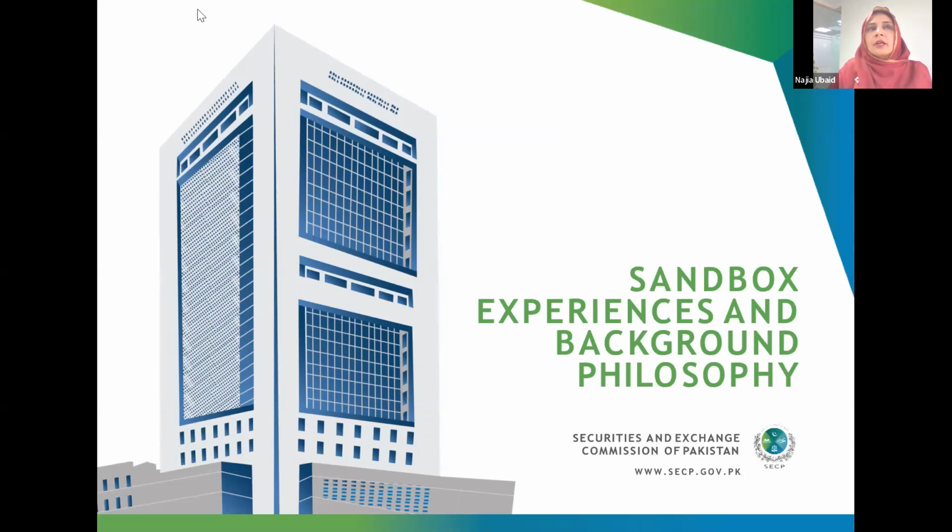Second thing is that it's not that any business model can be tested under the regulatory sandbox. It has to be some kind of business model that is supposed to be regulated by the Securities and Exchange Commission of Pakistan. So for doing that, yes, you need to have an approval from SECP.